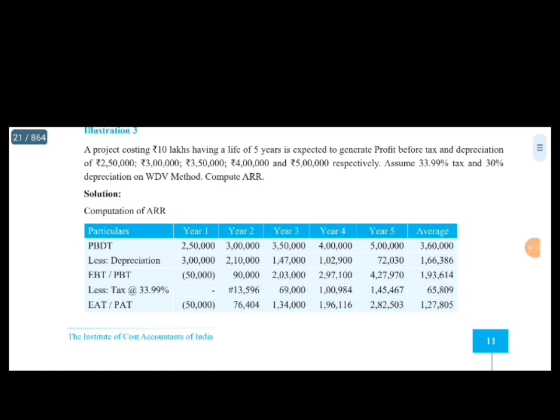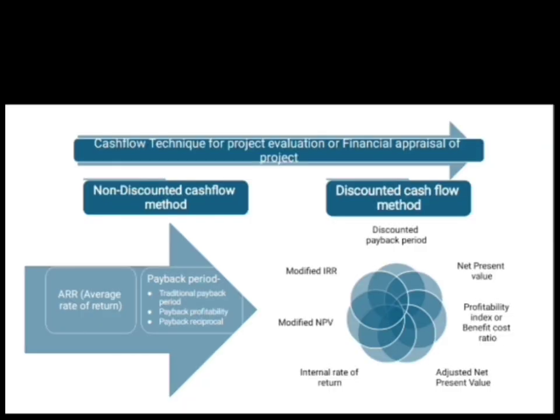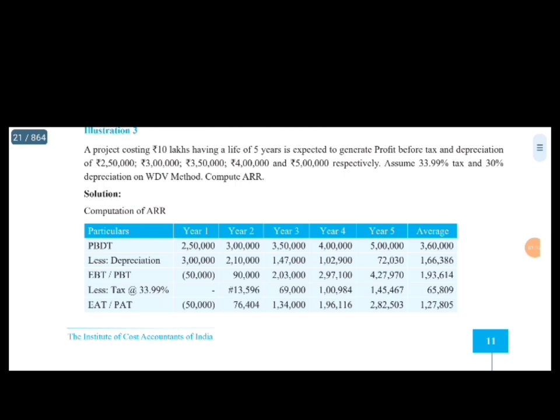in the previous videos we have listed various types of cash flow techniques used for project evaluation. What are those? Non-discounted techniques and discounted cash flow techniques. Under non-discounted techniques, what are the methods we have seen? ARR method and payback period method. In payback period method we have seen three types: traditional payback period method, payback profitability method, payback reciprocal method. Now let's come to illustration 3.